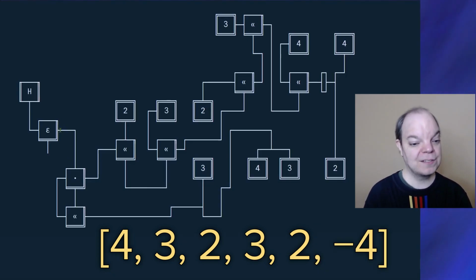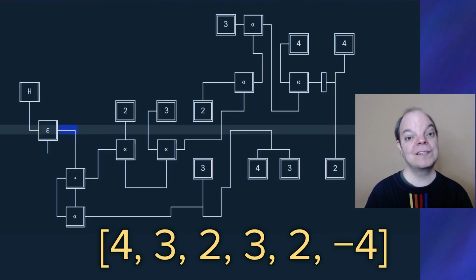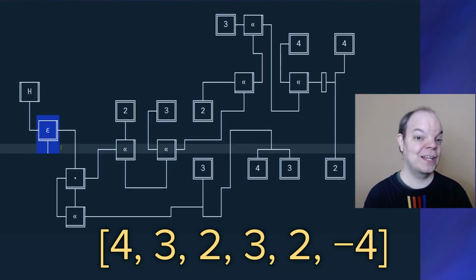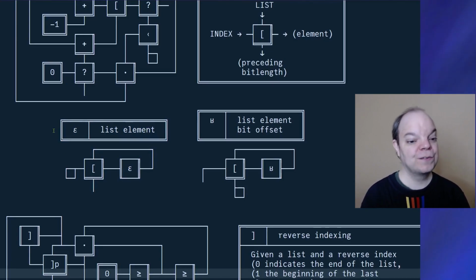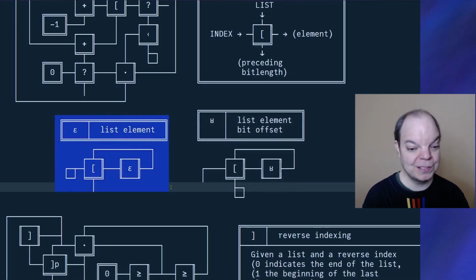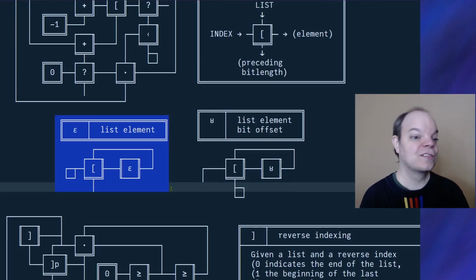So by the time we get to this line over here, we now have a list containing 4, 3, 2, 3, 2, and -4. And that list gets passed into this function. What does that function do? Well, if we look at the Funciton library, we find this function here, which says list element. So it's going to return the nth element of a list.